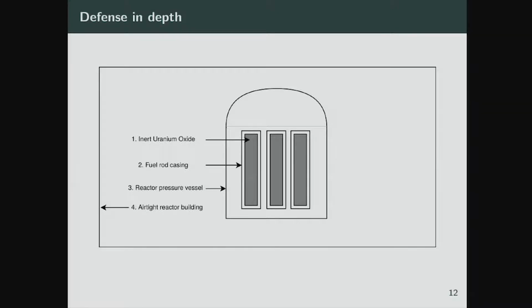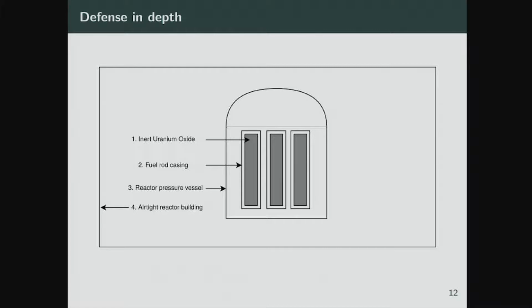So let's go back to our nuclear power plant and consider this diagram, which is a simplified version of the reaction vessel of a nuclear power plant. In this, you can actually see there are multiple levels of defense which prevent the release of the radioactive material into the environment.